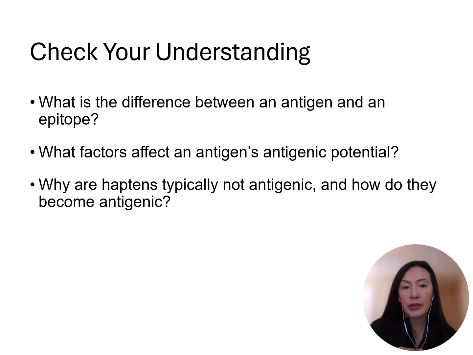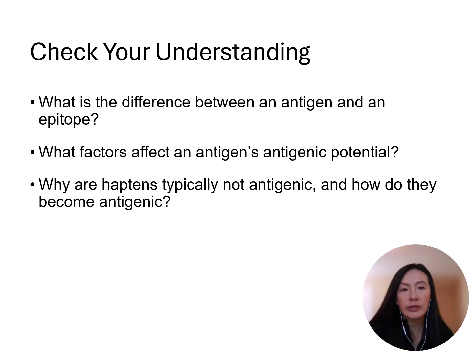This next checkpoint question asks, what is the difference between an antigen and an epitope? So an antigen is the whole molecule that triggers an adaptive immune response. But the epitopes are small specific regions on the antigen that antibodies, or we're going to see later on T cells, can actually recognize and bind.